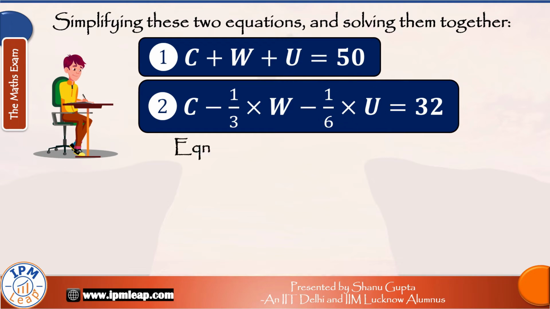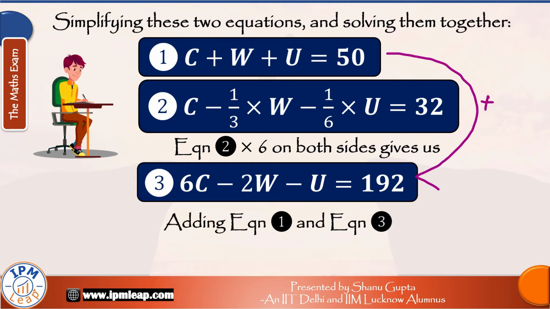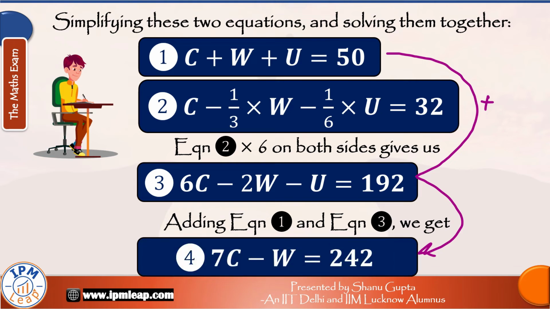So first, let us multiply equation number 2 by 6 on both sides. And we get 6C minus 2W minus U is equal to 32 into 6, which is 192. Now it's easy to see that if we add equation 1 and equation 3, U will get cancelled out. This variable will get eliminated. Let's do that to obtain our equation number 4, which is 7C minus W is equal to 50 plus 192, which is 242.